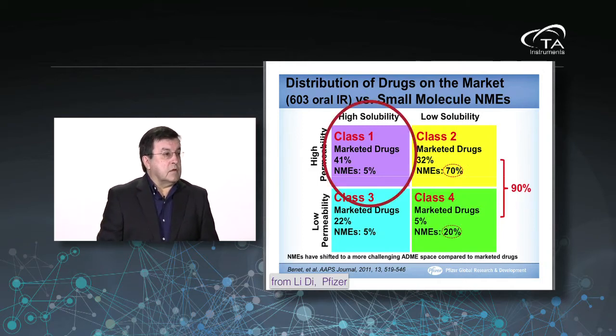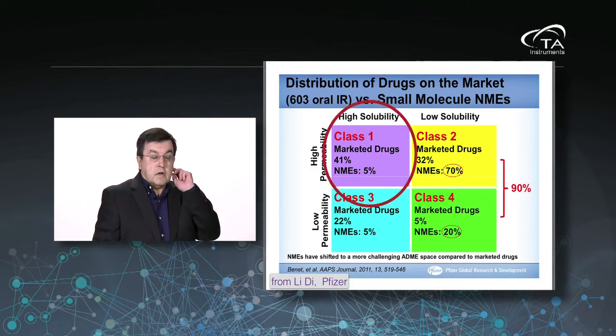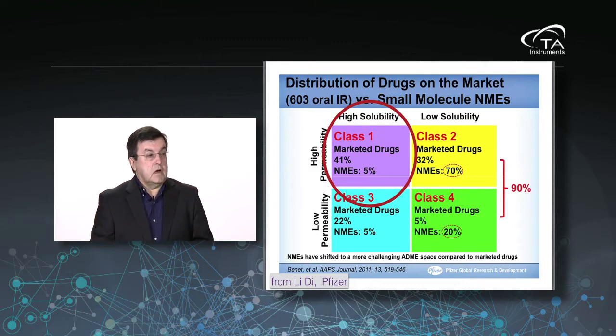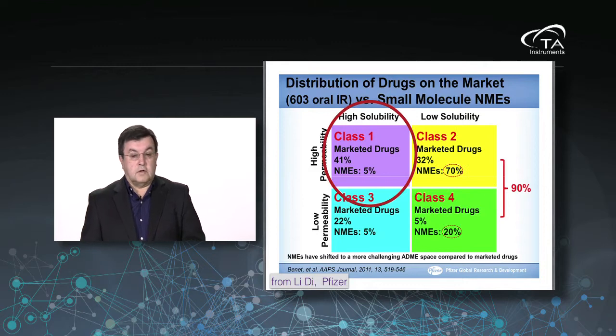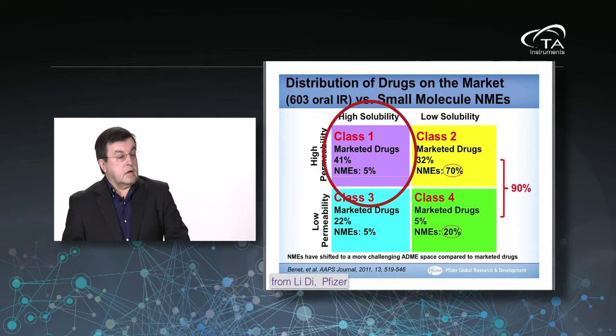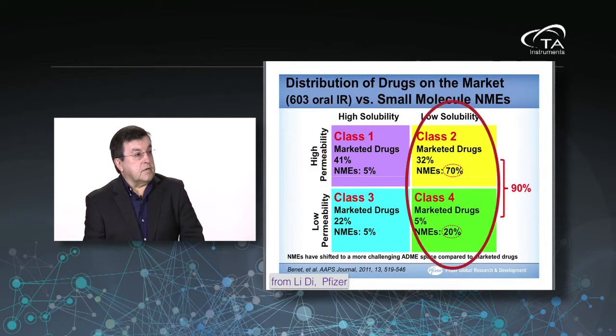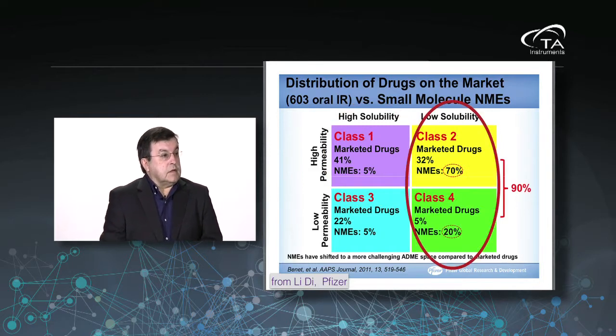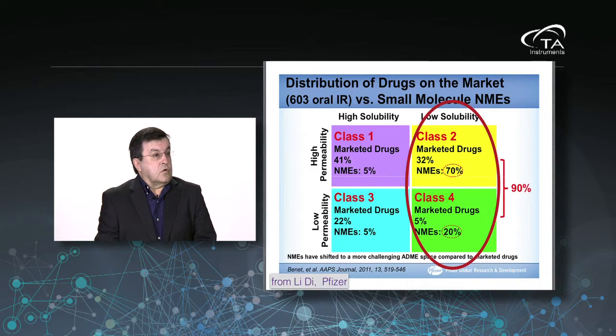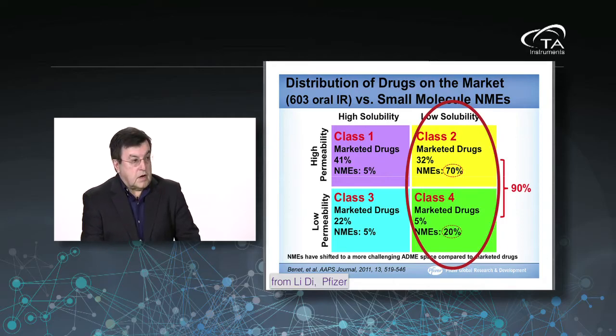More recently, an analysis of drugs that are in the market versus new molecular entities reveals that of all the marketed drugs, 41% have high solubility and high permeability. However, only 5% of the new molecular entities have that characteristic. In fact, 90% of the new molecular entities belong to the low solubility or the low permeability class of compounds. And that's a real problem.